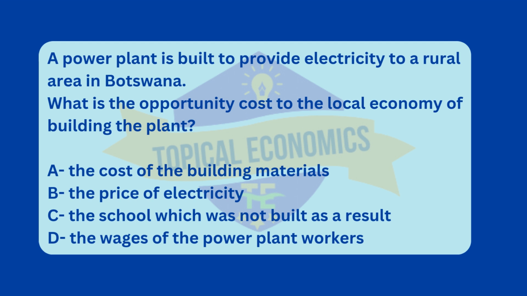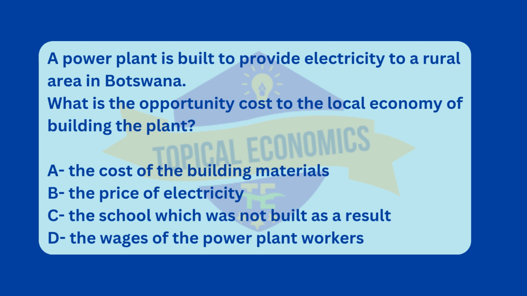Next, option B. The price of electricity is incorrect, because the price of electricity is a market outcome that is determined after the power plant is built and does not represent the opportunity cost. The opportunity cost refers to what could have been done with the resources used to build the power plant, not the price of the electricity produced.